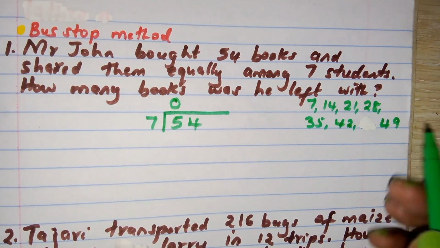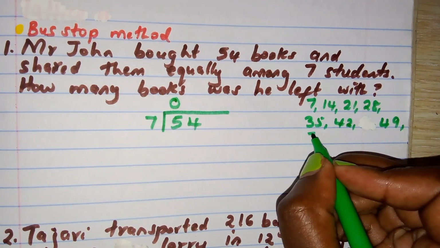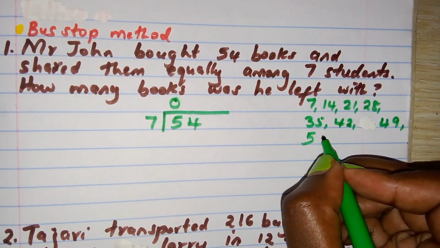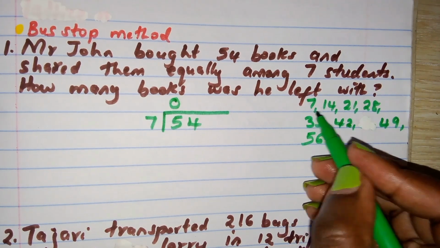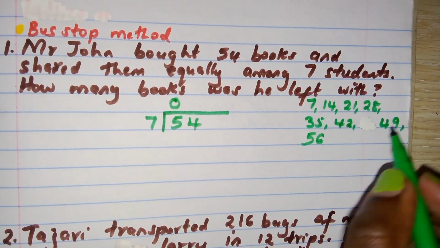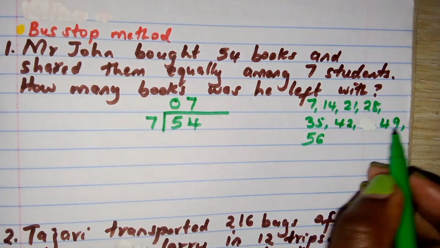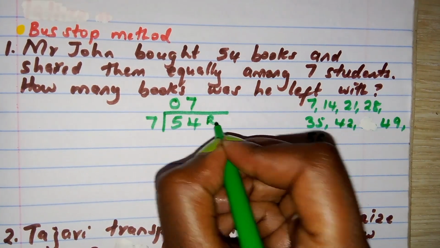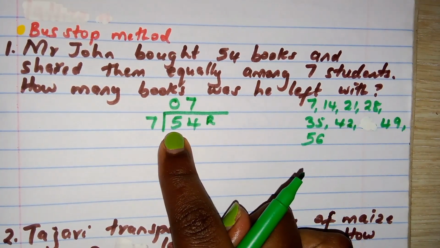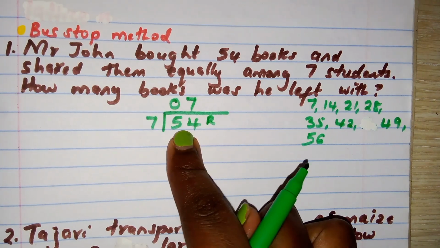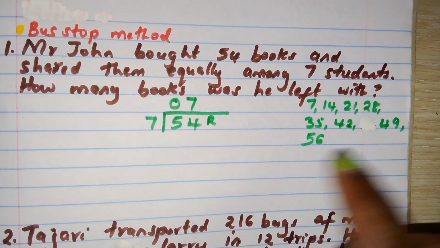Always pick a smaller number. So here we have 49 plus 7 is 56. So 1, 2, 3, 4, 5, 6, 7. 7 books because of 49, then the remainder. So 54. Oh, we've used 54. Sorry, we've used 49 instead of 54.